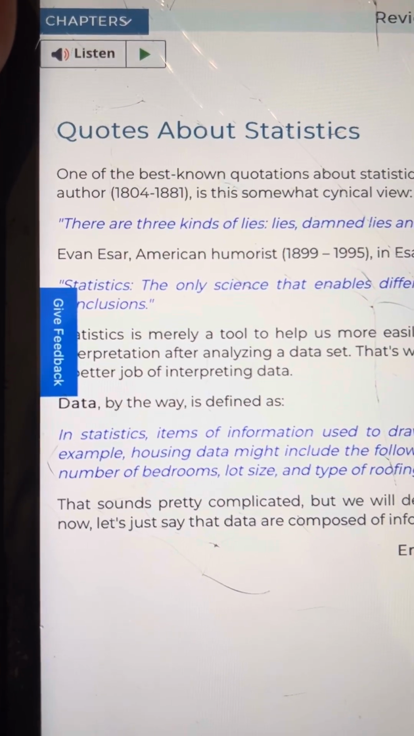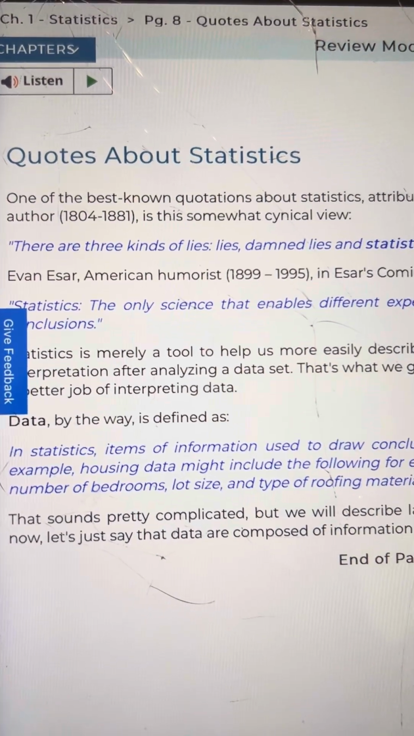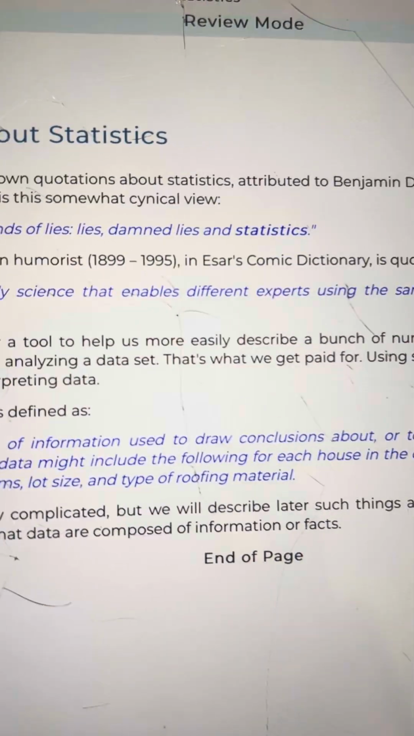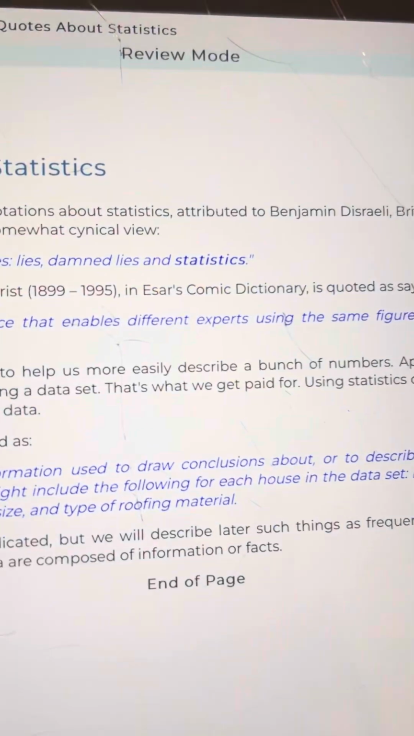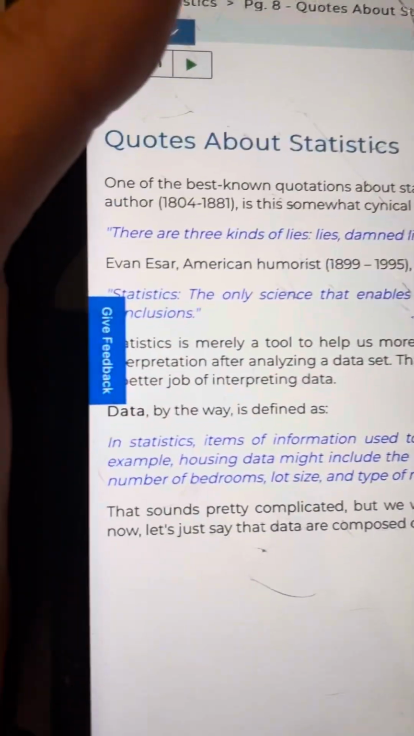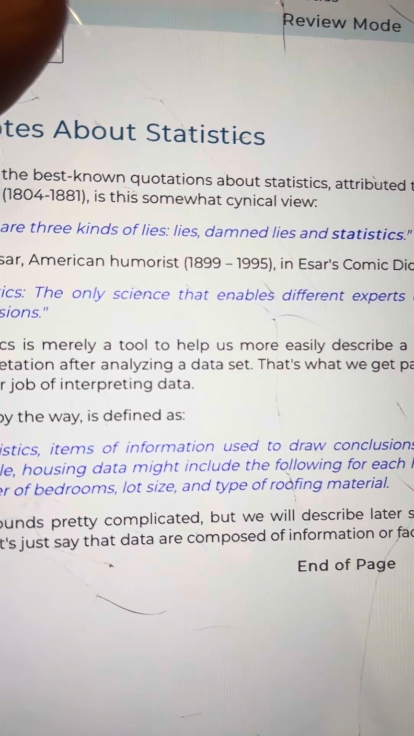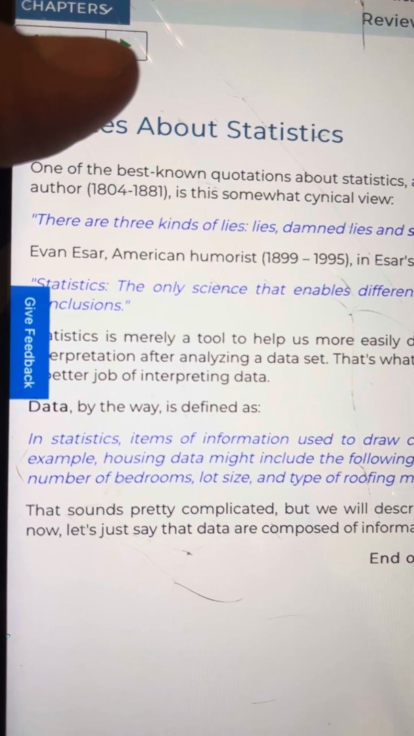Evan Esar, American humorist, 1899 to 1995, in Esar's Comic Dictionary is quoted as saying, "Statistics, the only science that enables different experts using the same figures to draw different conclusions."